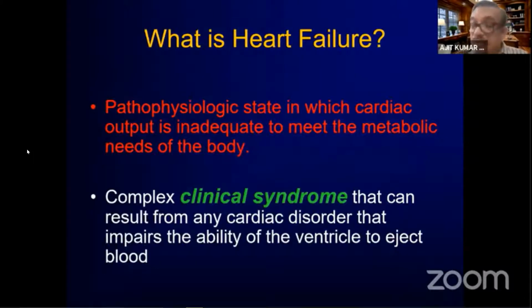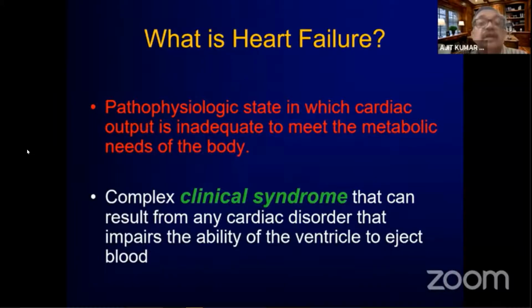So what is heart failure? It is a pathophysiologic state in which the cardiac output is inadequate to meet the metabolic demands of the body. It is a complex clinical syndrome. I would repeat that. It is a complex clinical syndrome that can result from any cardiac disorder that impairs the ability of the ventricle to eject blood.